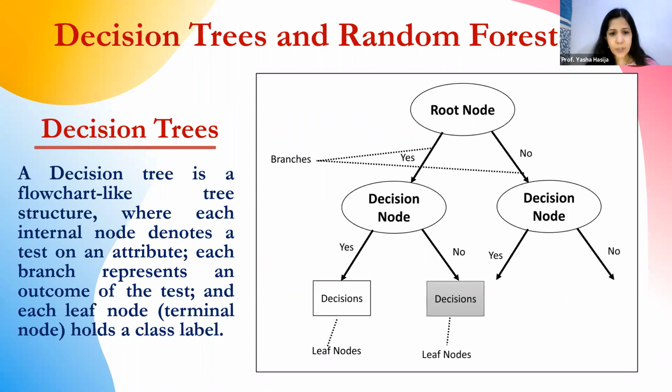Each node is a test condition and the branches are their outcomes, right? So you have a root node from where we start, and then you make a number of decisions based upon those decision nodes. And finally, those decisions are reflected in the leaf nodes, right?